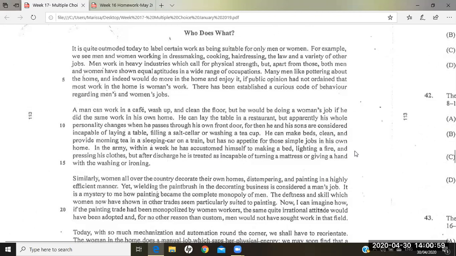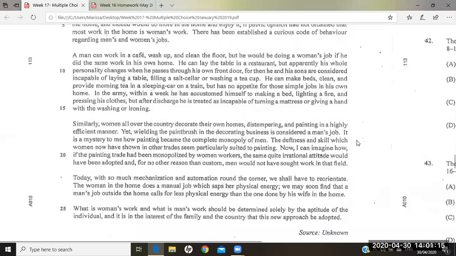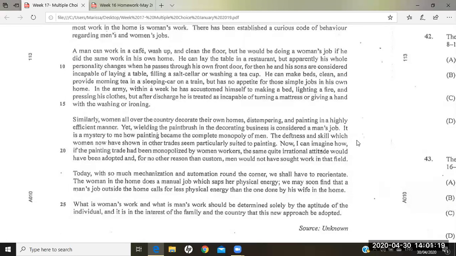In the army, within a week, he has accustomed himself to making a bed, lighting a fire, and pressing his clothes, but after discharge, he is treated as incapable of turning a mattress or giving a hand with the washing or ironing. Similarly, women all over the country decorate their own homes in a temporary, highly efficient manner. Yet, wielding the paintbrush in the decorating business is considered a man's job. It is a mystery to me how painting became the complete monopoly of men. The deftness and skill which women have now shown in other trades seem particularly suited to painting. Now, I can't imagine how, if the painting trade had been monopolized by women workers, the same quite irrational attitude would have been adopted, and for no other reason than custom, men would not have sought work in that field.